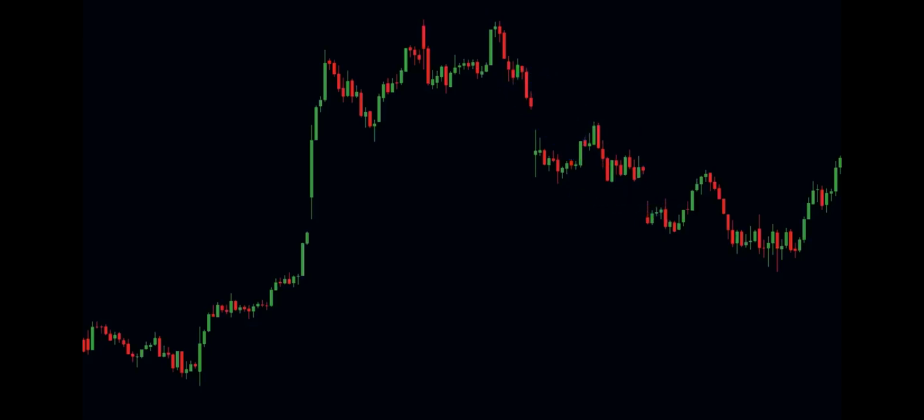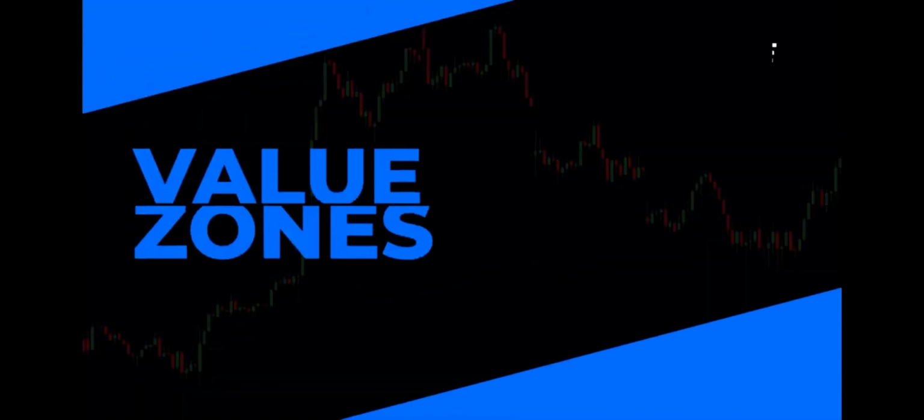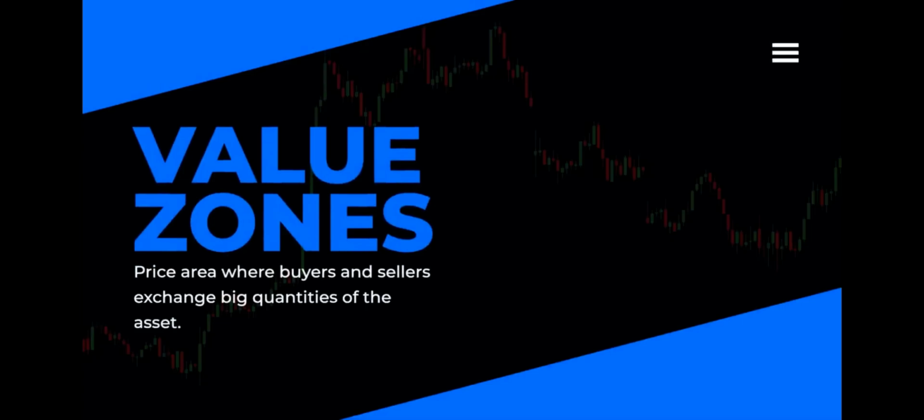Now that we have understood the price action, let's bring our focus on the concept of value zones. Value zones are nothing but a price area where buyers and sellers exchange a big quantity of the asset.